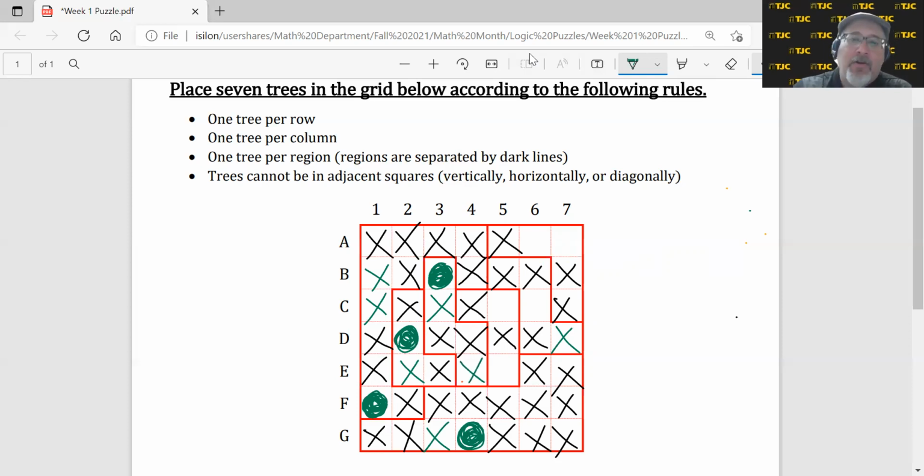In row E, the only place for a tree is E5. That crosses out C5 by adjacency. In row C, the only place for a tree is C6. That crosses out A6 by column. And the only one left is here. And those are the locations of the trees.